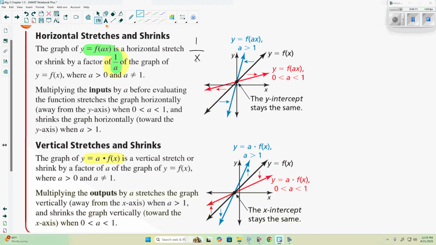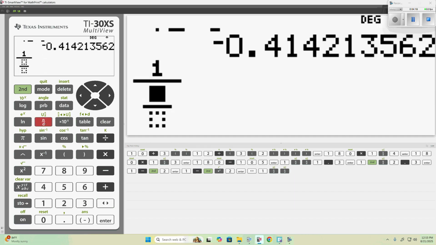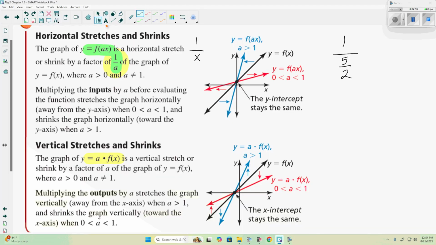Because 1 over 5/2, well, it would be 2/5. So if they tell us the amount that it's stretching or shrinking by is 5/2, we plug in to the function as 2/5. We have to flip it. Now this is the only one where we're actually having to do something to the amount that we're putting in.